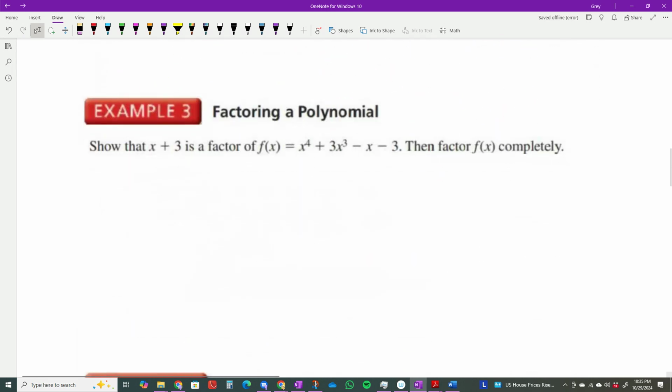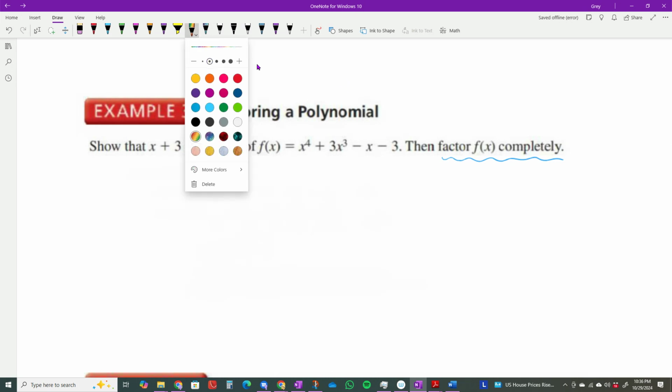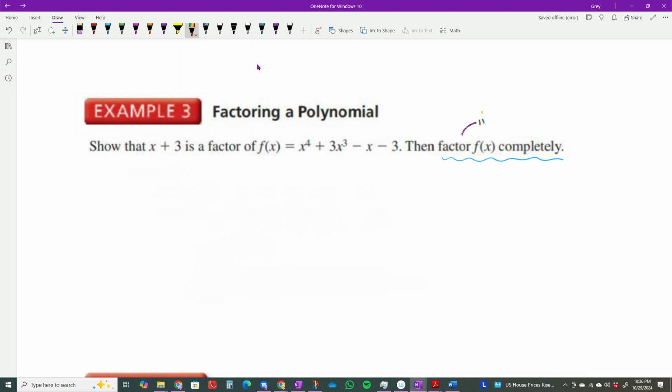So look at example 3. Show that x plus 3 is a factor of this polynomial and then factor it completely. That means you have to go as far as you possibly can. And remember, factoring, y'all, is always with integers. Let me come down a little bit on that. Let's go to here. Okay? Factoring always involves integers. It does not involve fractions or decimals. So keep that in mind.